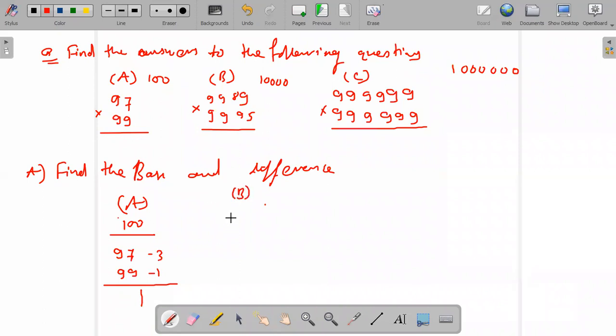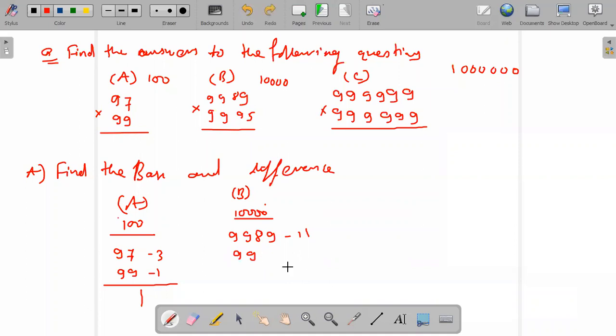See, in the second example, what is the base? 10,000 is the base. Yeah, one more zero will be there. 10,000 is the base, and 9989. Now you have to subtract this 9989 from 10,000. What will be the difference? Minus 11. Good.